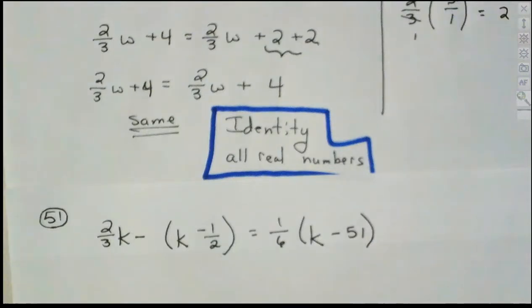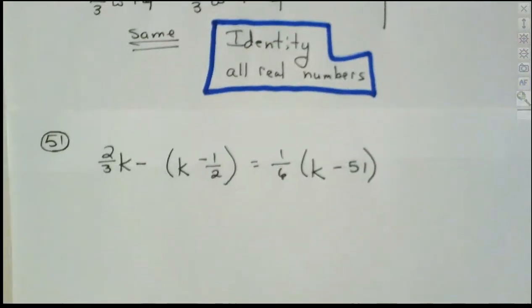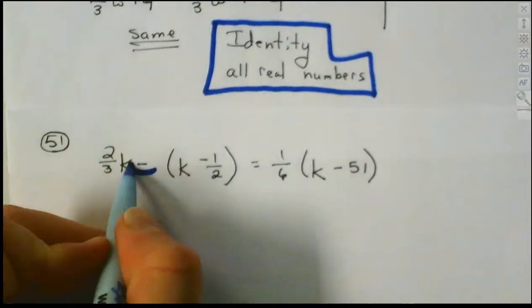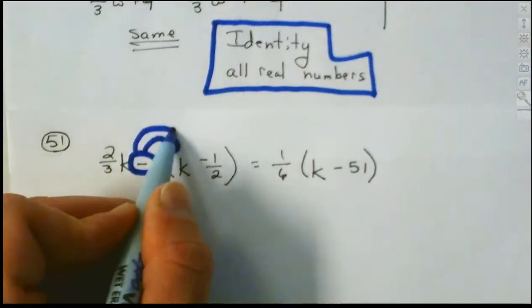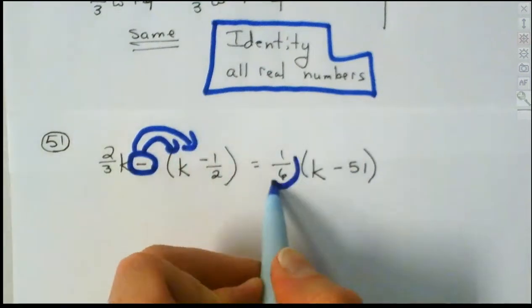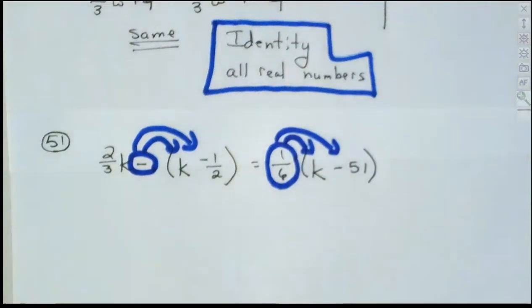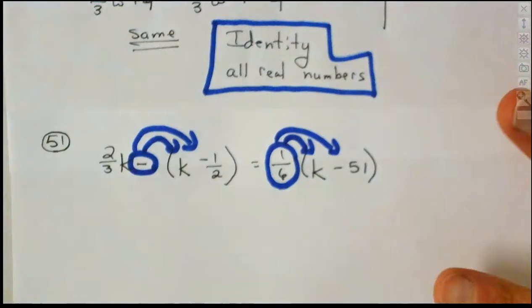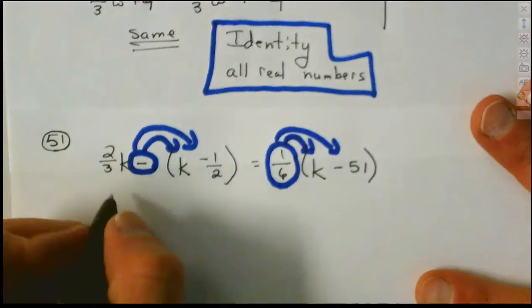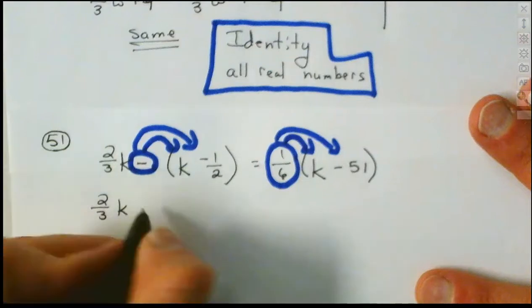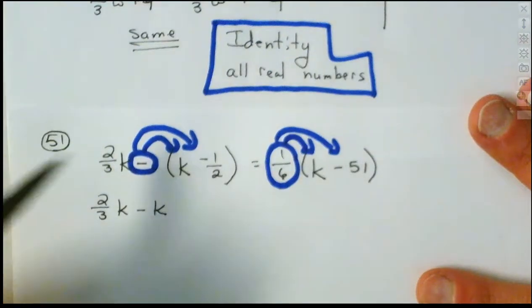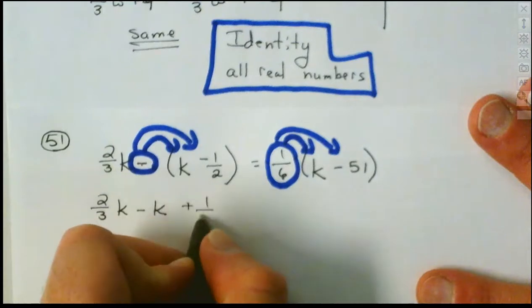So let's go ahead and get rid of our parentheses first. So that's what we always do first, is the parentheses. So we're going to go ahead and distribute that negative through. Now, that doesn't really do anything but change your signs. And then on the right-hand side, we've got to distribute that 1/6 through. Distributing through, we get 2/3 k. We've got a minus k. And negative makes it a positive 1/2.